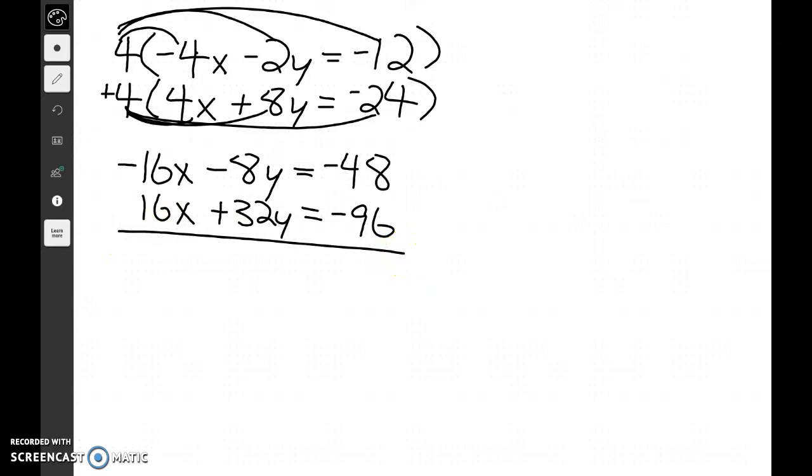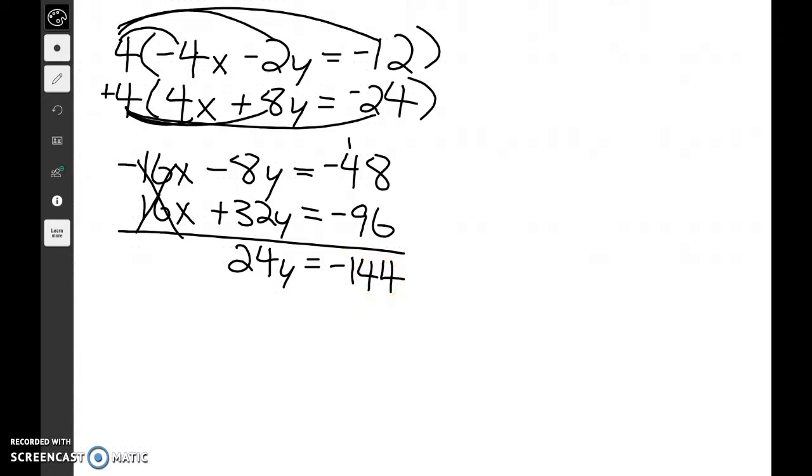Alright, so then all I'm going to do is combine those. So over here I have negative 16 plus 16, which is going to cancel. Next, I have negative 8 plus 32, so 32 minus 8 here is going to give me what? 24y. And then on the end out here, I have negative 48 minus 96. So I'm going to add those two together and get a larger negative number. So when I add them together, 8 plus 6 is going to give me 14. Carry my 1. 4 plus 1 is going to give me 5. So 5 plus 9 is going to give me 144.